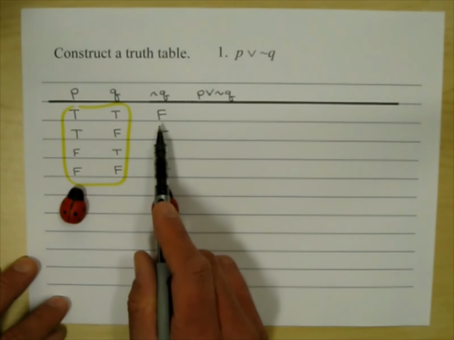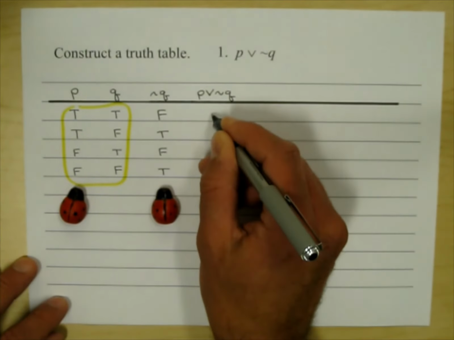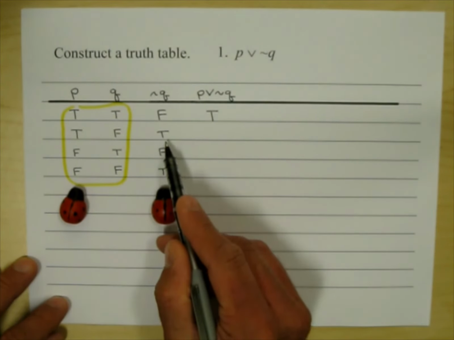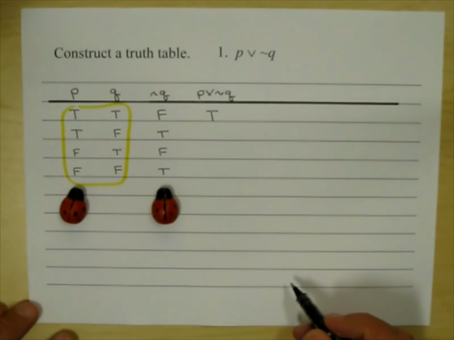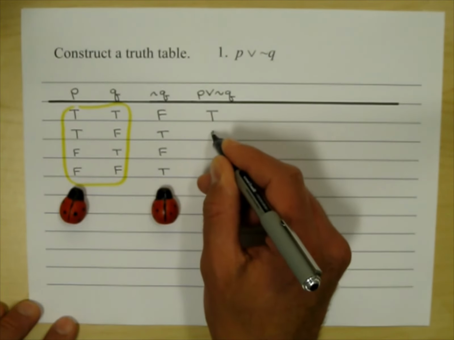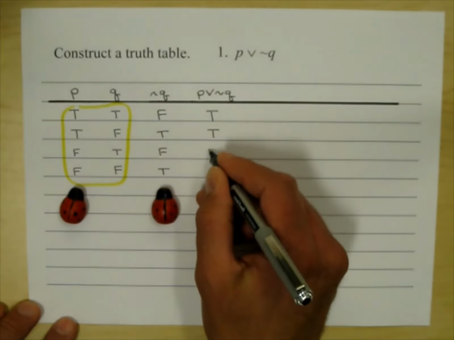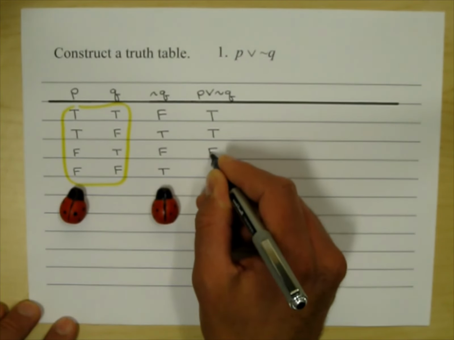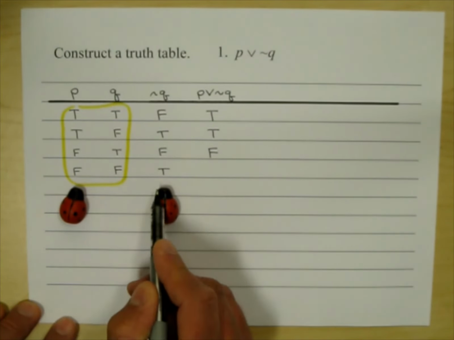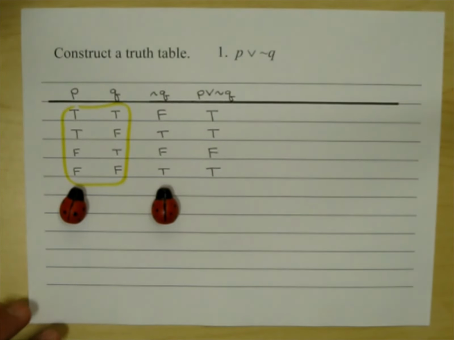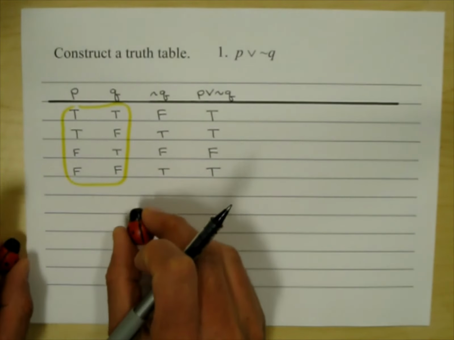True or false. So we got to remember what that is. True or false equals a true. Remember, OR is not as strict. True or true. Look at the bugs. That's what I'm focusing on. That is true. False or false. OR even has its limits, so that's a false. And then false or true is true. And that is a truth table.